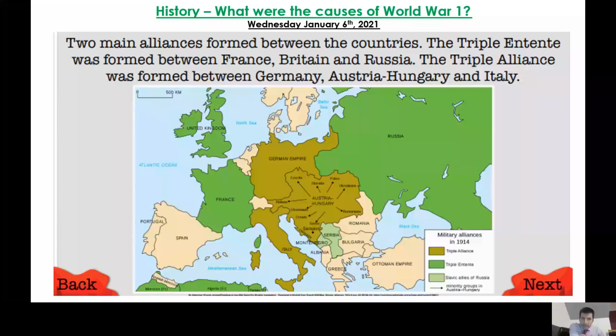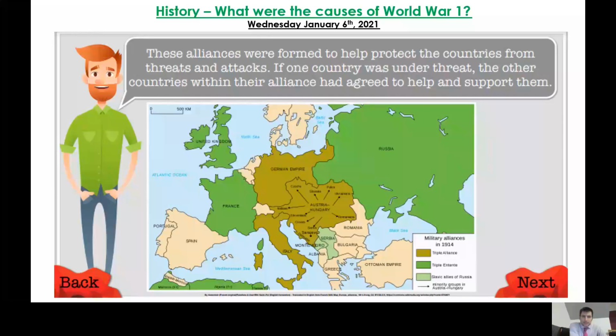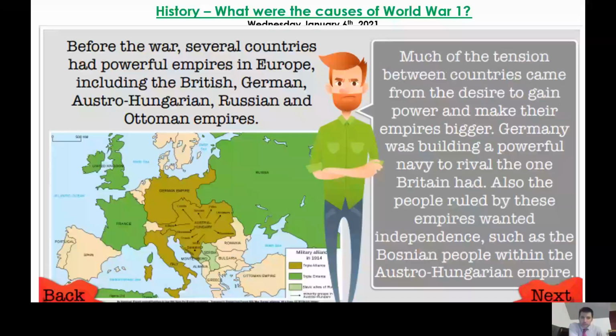Okay, and you can see if you look at the map that there were military alliances. So between those groups of three countries, there was an agreement that they would work together. Okay, the idea was they protected each other, and then if one of the countries was under attack, the others would support that country. The others in that alliance would support that country to fight against the attacking powers. Okay, and this was the agreement within this.